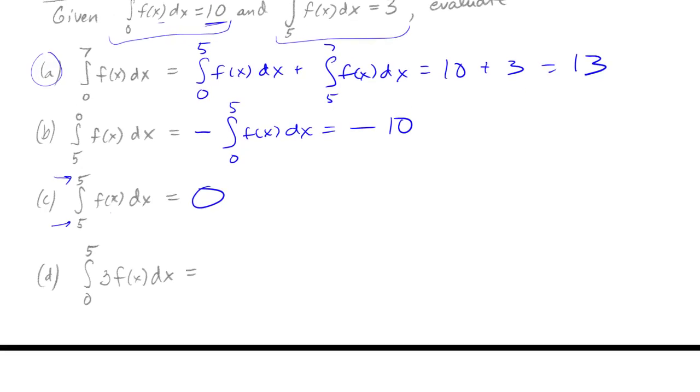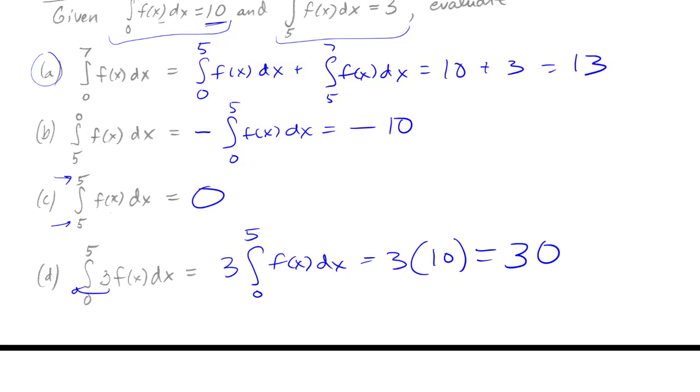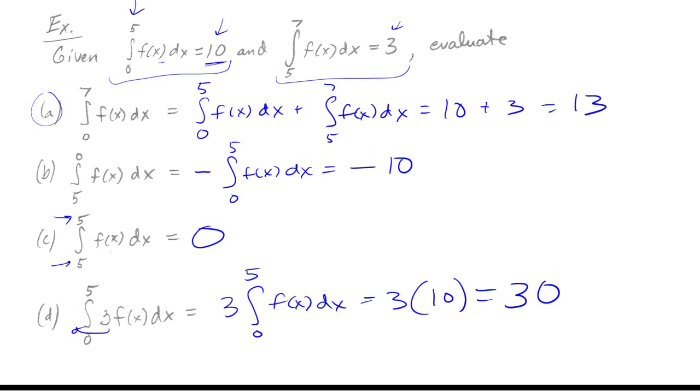How about the integral from 0 to 5 of 3 f of x dx? Well, we know that the 3 can come out, so it would equal 3 times the integral from 0 to 5 of f of x dx. 3 times what we know to be 10, or in other words, 30. So we were able to do all these calculations without knowing how to do the integral, but based on knowing what the definite integral means.